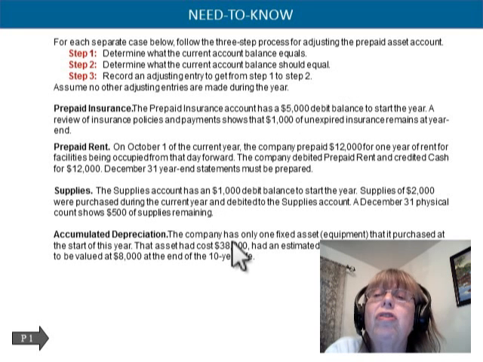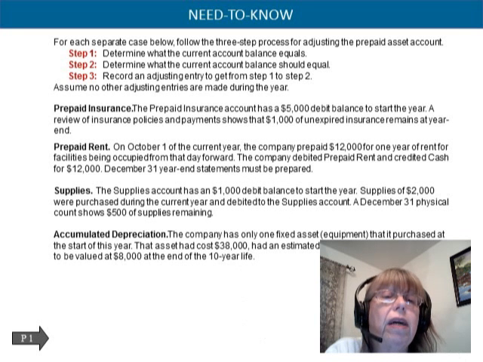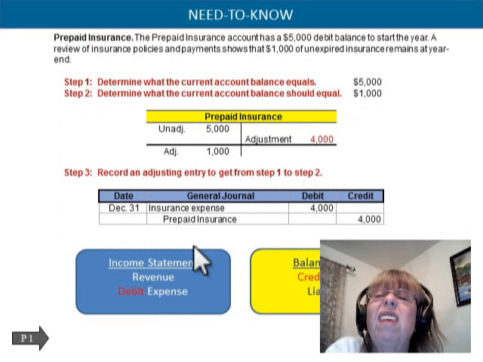So the first one is prepaid insurance, which shows that $1,000 remains. With the prepaid rent, on October 1st, prepaid $12,000 for a year. On December 31st, how much rent would have been used up? October, November, and December's. Supplies, again, we'll look at this one, and then depreciation we'll talk about in a minute. For the prepaid insurance account, it has a $5,000 debit balance to start the year. They tell you there's $1,000 left. So if you had $5,000 here on the debit side, what the current balance should be is $1,000. You have to credit that for $4,000 to make it be $1,000 here, correct?